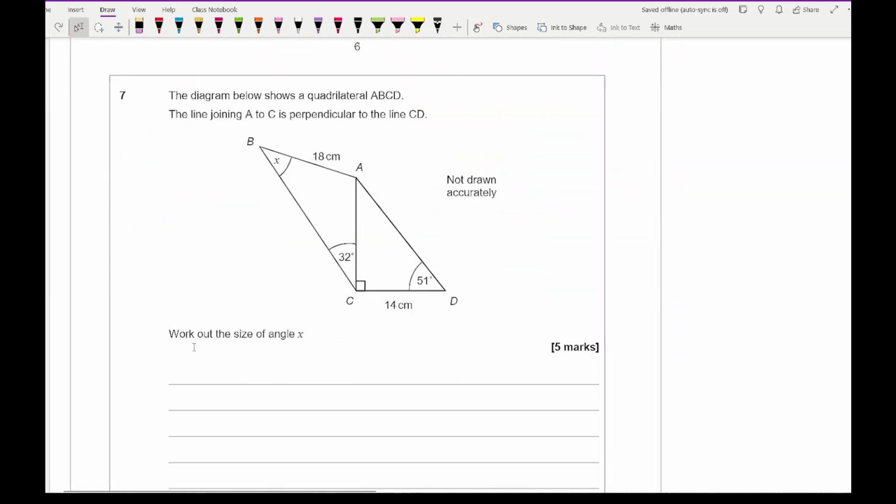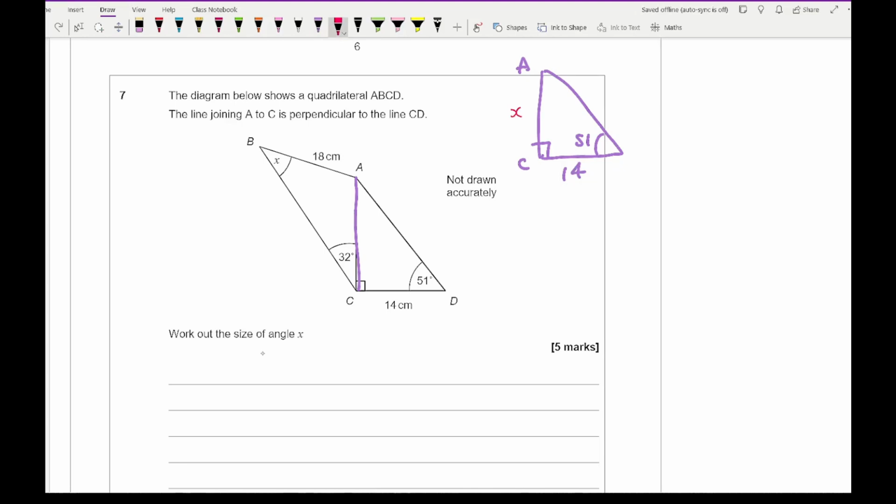Moving on to question 7, it says the diagram below shows the quadrilateral ABCD. The line joining A and C is perpendicular to the line CD. Work out the size of angle X. So first things first, I need to work out what this side here is, AC. If I just draw a triangle out and I draw AC, I can see that this is a right angle triangle and I'm wanting to work out what this side here is.